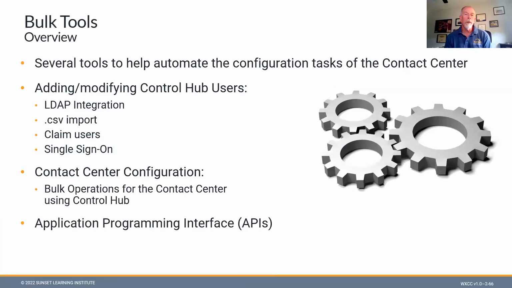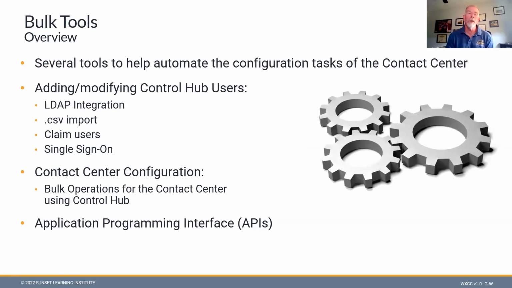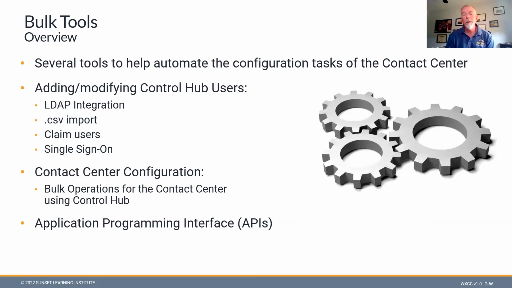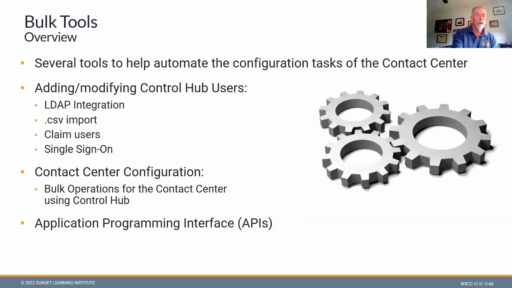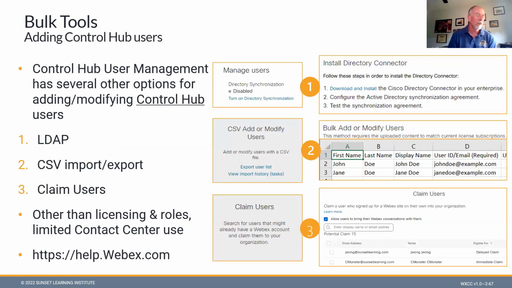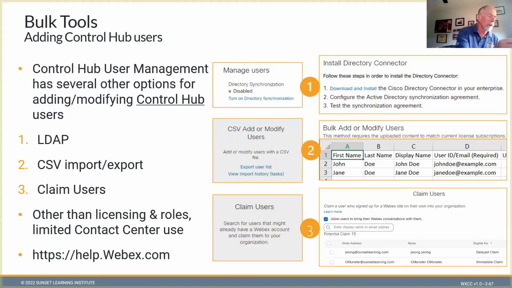Bulk tools. A couple bulk tools help you to automate your tasks here within creation of agents. So let's take a look at a couple of those bulk tools. Again, when you add different types of users in the Control Hub, we've got some different options here that we could actually incorporate some LDAP type stuff. If we install our directory connector, we could of course import users in bulk. There's basically a CSV file that you download.